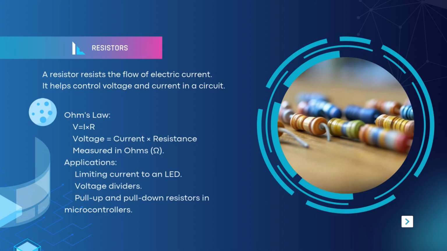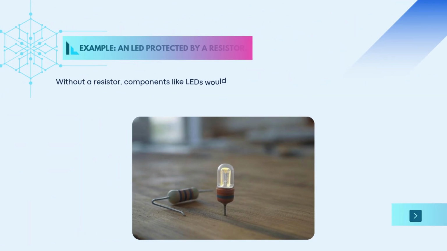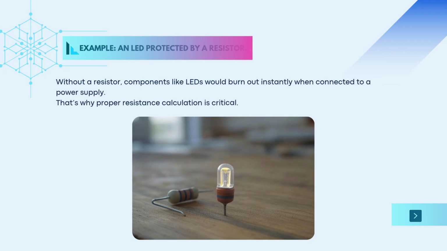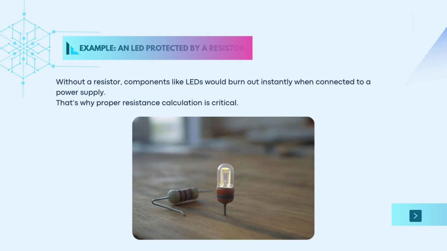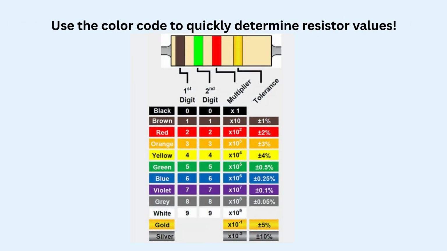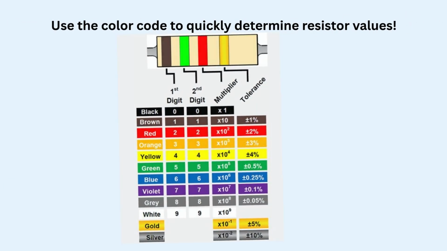Applications. Limiting current to an LED. Voltage dividers. Pull-up and pull-down resistors in microcontrollers. Without a resistor, components like LEDs would burn out instantly when connected to a power supply. That's why proper resistance calculation is critical. Use the color code to quickly determine resistor values.